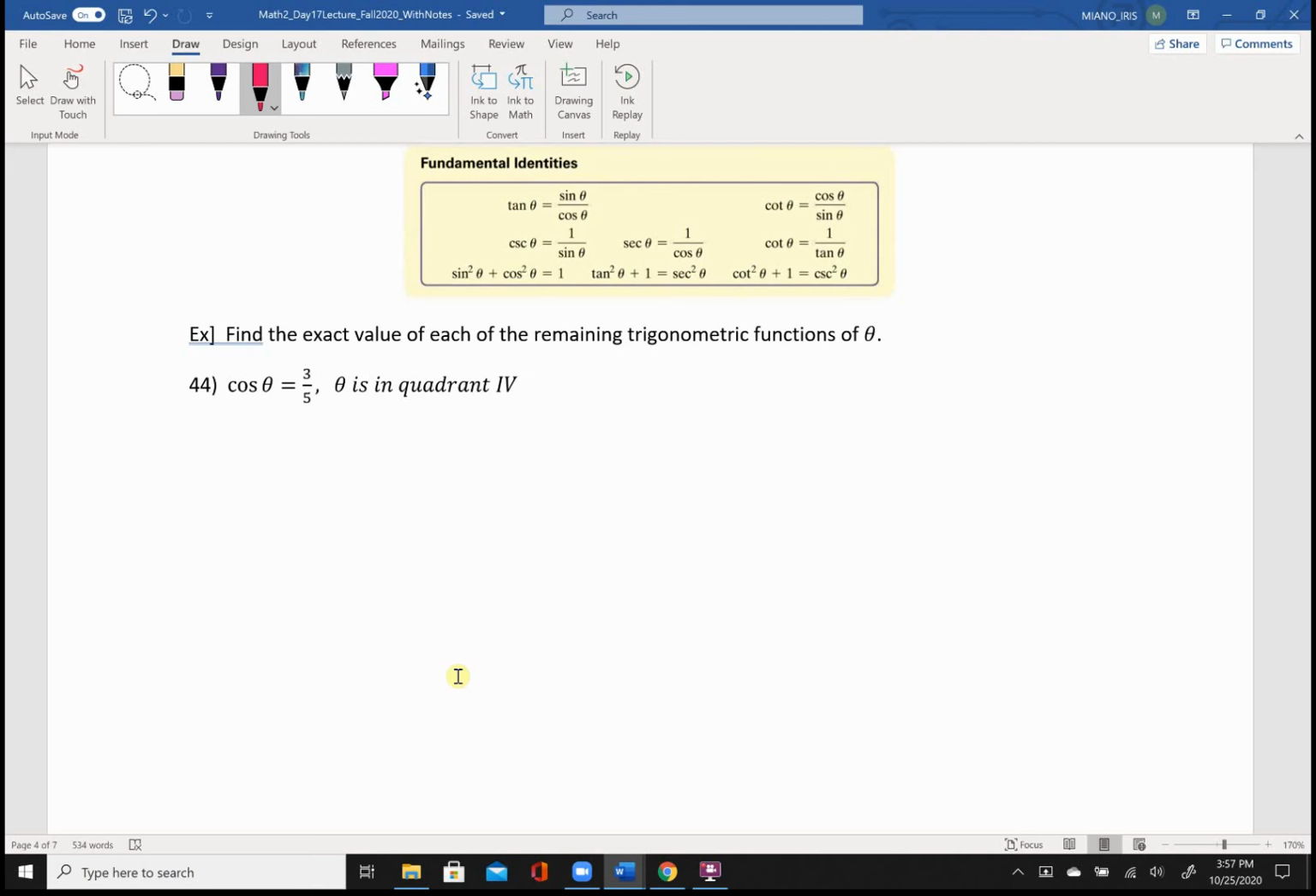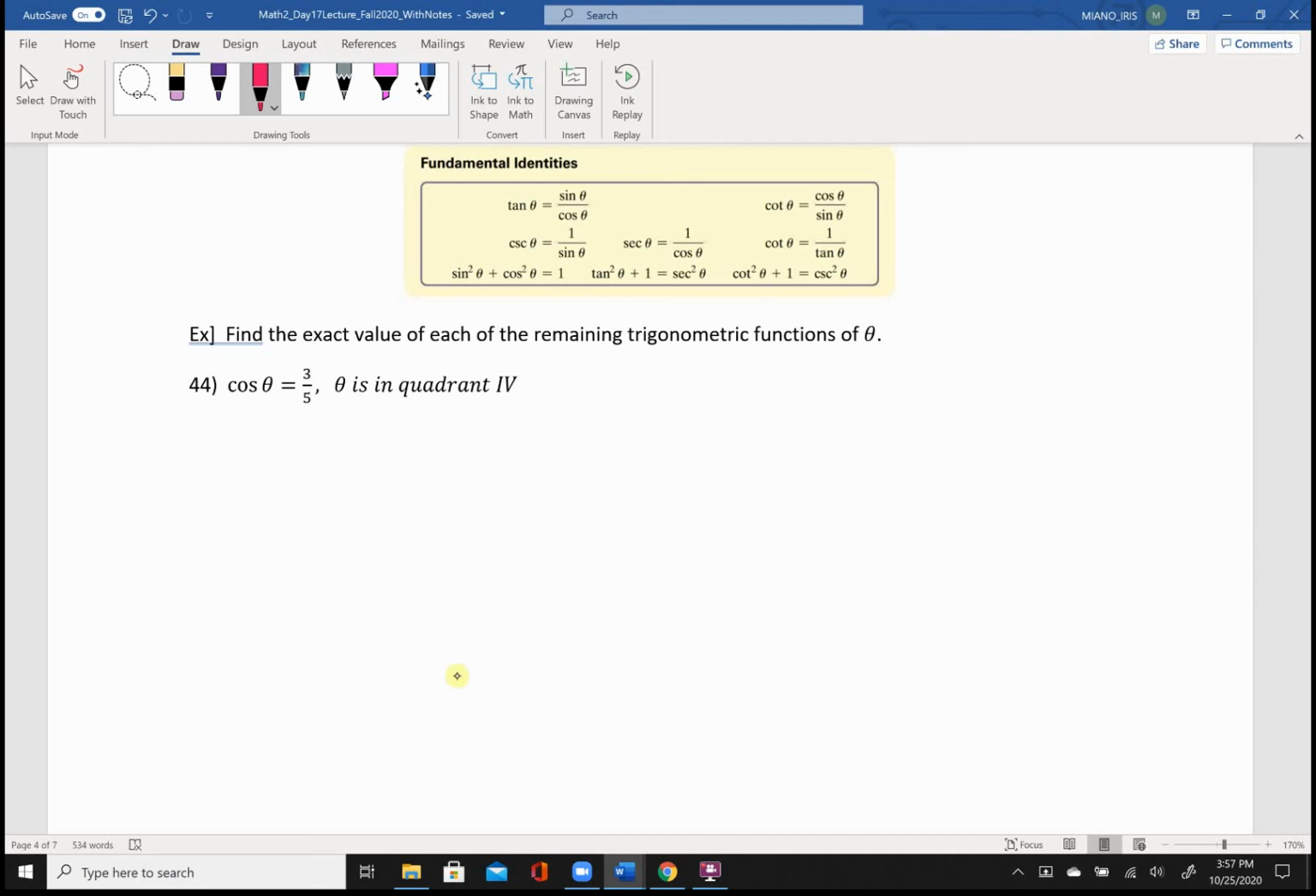And let's find, what does it say for the instructions? Find the exact value of each of the remaining trigonometric functions of theta. And what are you given? You're given one value. Cosine theta is 3/5. And we know that theta is in quadrant 4. So if theta is in quadrant 4, obviously the cosine theta is positive, and sure, the x value is positive in quadrant 4.